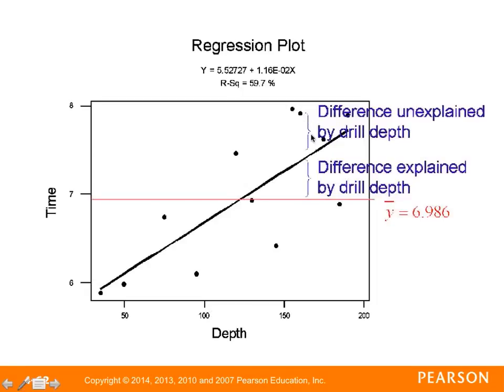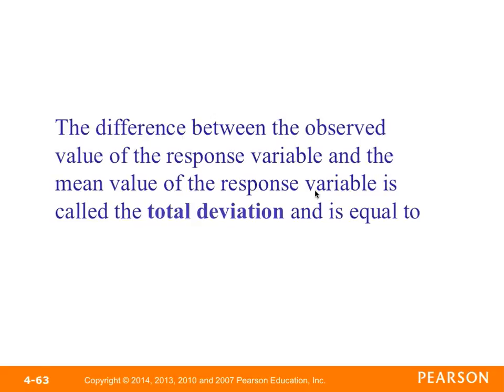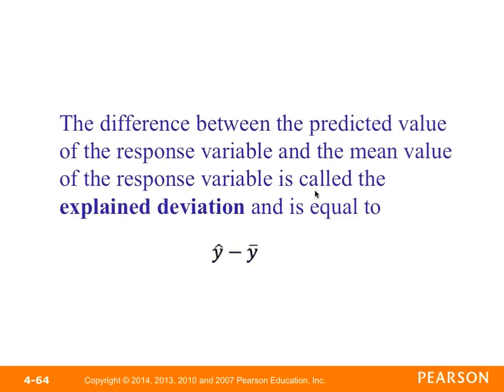So you'll see that there is difference that we cannot explain, that's the unexplained, but we also have differences that we do a pretty good job of explaining. The difference between the observed value of the response variable and the mean value of the response variable is called the total deviation, and the total deviation is equal to y minus y bar. The difference between the predicted value and the mean value of the response variable is called the explained deviation. That's the part that we do have the ability to explain, and that's equal to y hat, which is our prediction made by our line, minus y bar.